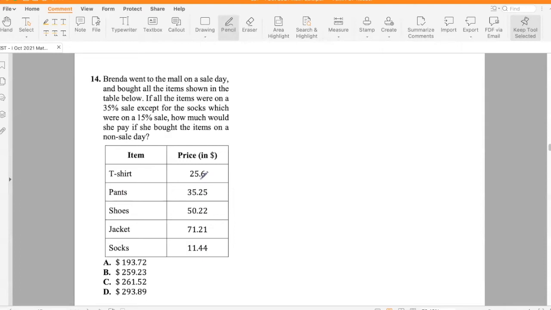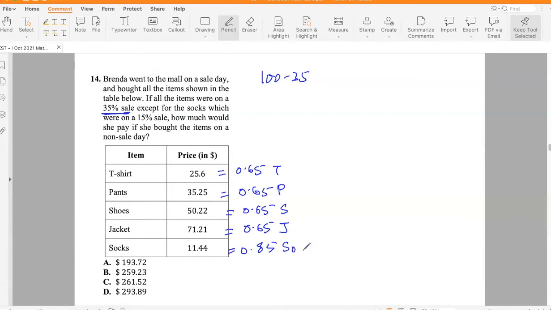So 25.6, this is a 35% sale. So 100 minus 35, so that's 65. So 0.65t is this value. 0.65p is the pants value. 0.65 shoes is this value. And 0.65j is this value. And socks is 15%. So that will be 0.85s socks is this value.